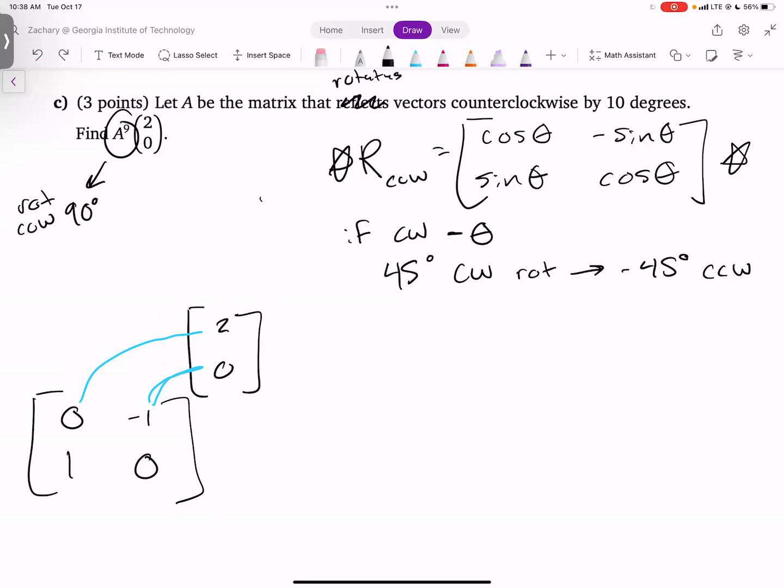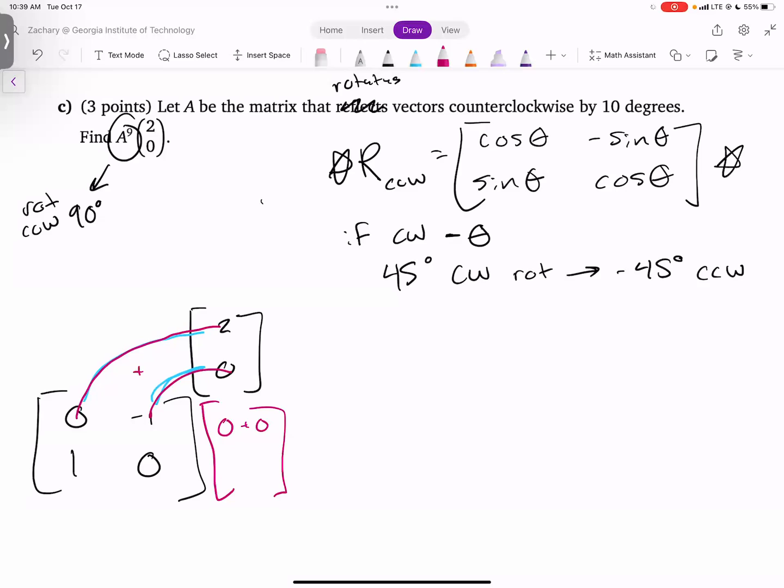So what that means is I'm going to have a resulting matrix down here. Okay. And this first entry is going to be 0 times 2, which is 0, plus -1 times 0, which is also 0. Okay. Because between our bridges, we add for each entry that it is. Okay. For the second one, it's going to be +1 times 2, which is 2, plus 0 times 0, which is 0. So my resulting vector is going to be 0, 2, and that would be the answer to this question.